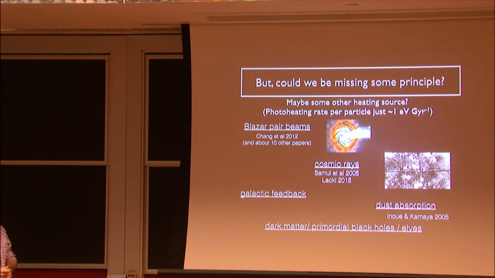But we could be missing something, and there have been a lot of papers claiming that we are missing something. So you just need to put a pretty pathetic amount of energy into the intergalactic medium to change the thermal history that you would expect from the generic history by order one. You just need about an eV per gigayear, and so there have been a ton of papers on blazars being able to do this through a mechanism that's kind of neat. Cosmic rays, galactic feedback, dust absorption, and maybe more exotic things. Photoelectric absorption, where you have photons that are absorbed by the dust, and then it gives its heat to everything else.